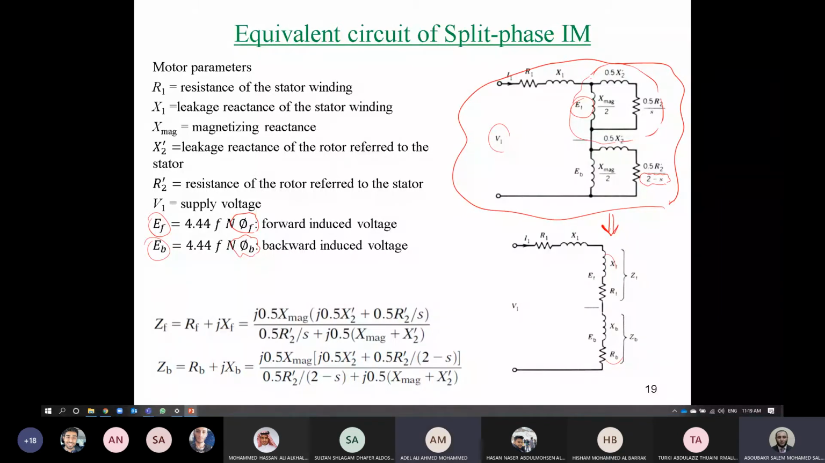This is the equivalent circuit for the 75%, right? This is the equivalent circuit at steady state. So it includes only the part of the main winding now, without any auxiliary windings. So we cannot apply this circuit for starting. It's just applied for steady state.